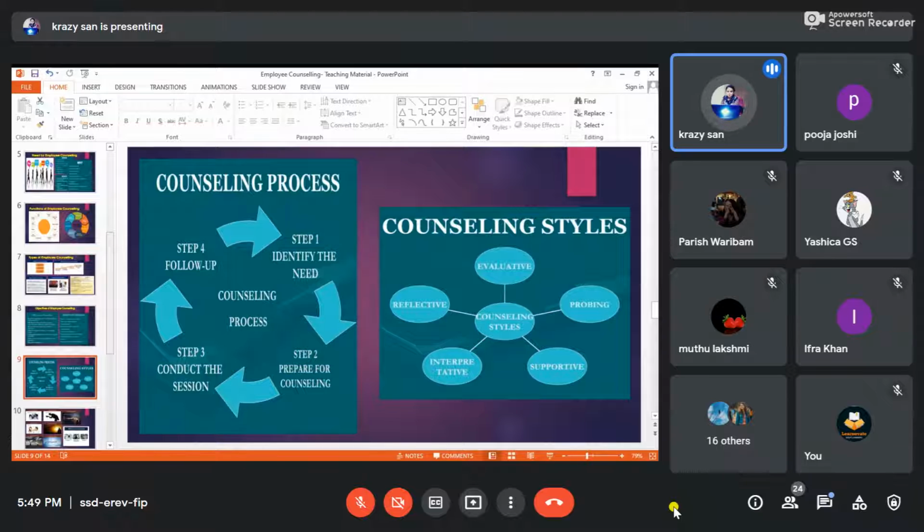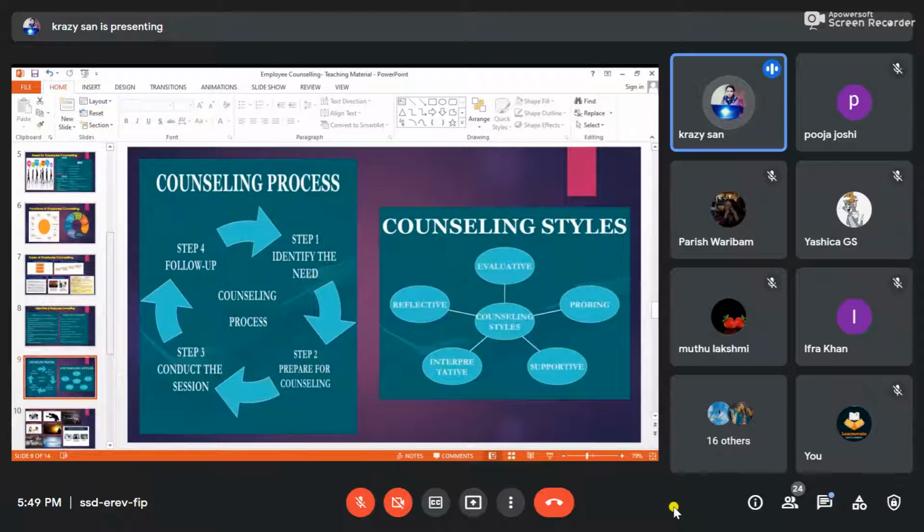Then the fourth step, in view of the organization, is follow-up. You just don't leave the employees like that. The session is done and you won't bother? It's not done. The HR keeps an eye on it, monitoring and following up. Any problem, any mental issues? Are you okay? If you need some help, please come up. So these are the follow-up things.